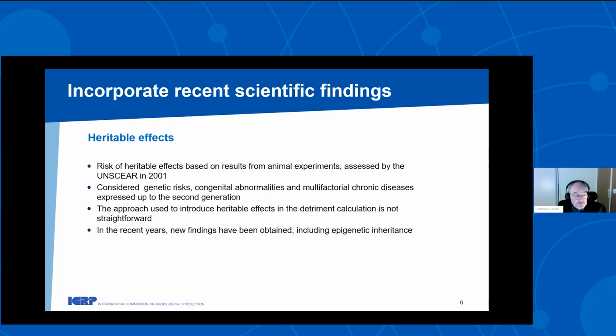And of course, in recent years, new findings have also been obtained on this topic, and a large amount of literature is available today, including on epigenetic inheritance, that has been shown to be of importance for transgenerational, multi-generational transmission of effects outside of the radiation field. And that was not considered. Epigenetic mechanisms were not known or little considered in 2000.